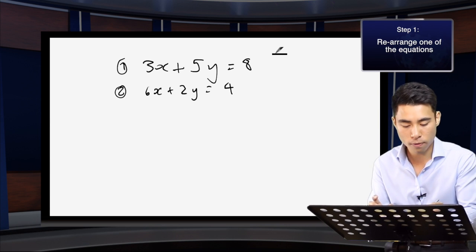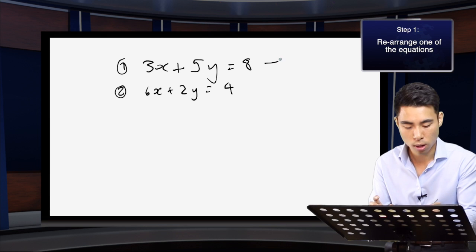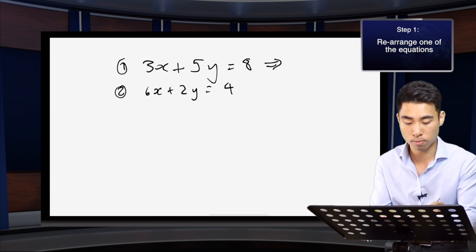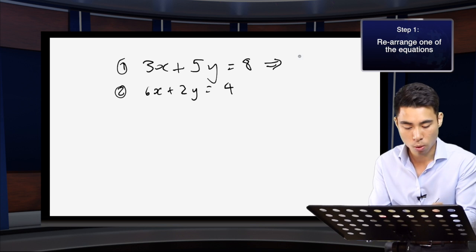So let's just go for this. I'm going to look at equation 1 and make x the subject here. How do I do that? Well, I'm going to start off by subtracting 5y from both sides.